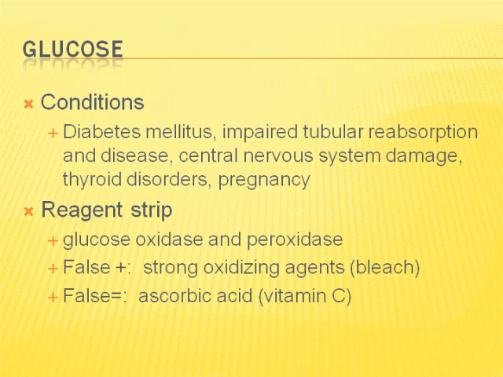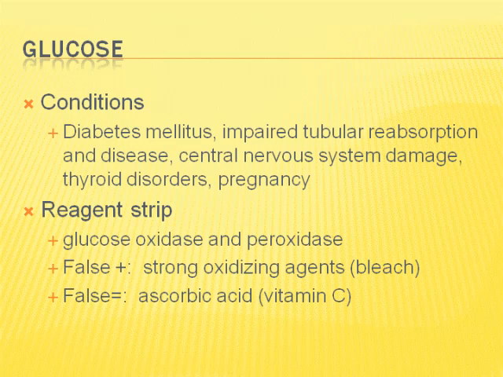Glucose. Conditions where we would see glucose in the urine: diabetes mellitus, impaired tubular reabsorption and disease, central nervous damage, thyroid disorders, and pregnancy. So all of these conditions would warrant a urinalysis.